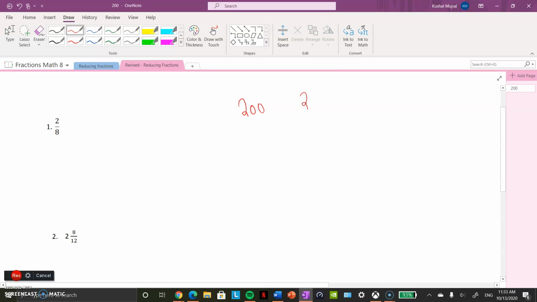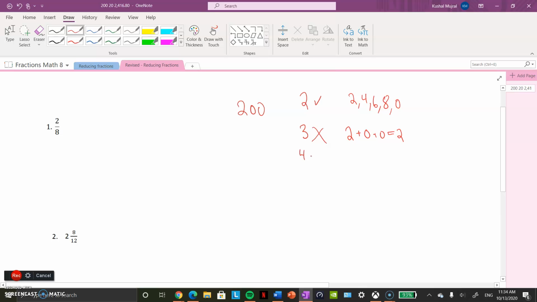So for 2, if the number is even, so if it ends with a 2, 4, 6, 8, or 0, then we know that it's divisible by 2. Okay, so for 3, if the digits of the number add up to a number that's divisible by 3, I'll explain what that means. So 2 plus 0 plus 0. These digits add up to a number that's divisible by 3. 2 is not divisible by 3, so 3 is not a factor of 200.